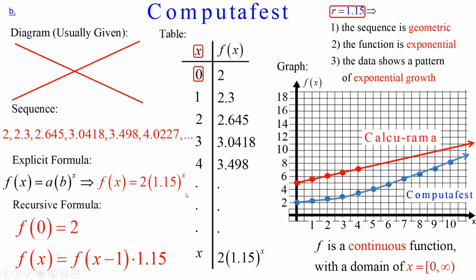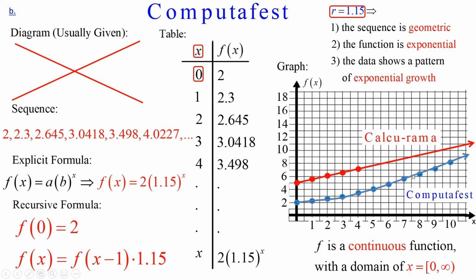Okay, so ComputerFest has a common ratio. Where do I see it? Well, in the sequence, the pattern of change, we multiplied by 1.15 every time. The outputs of the table, the pattern of change, we're multiplying by 1.15 every time. In the graph, I see the concavity. I see the exponential curve.